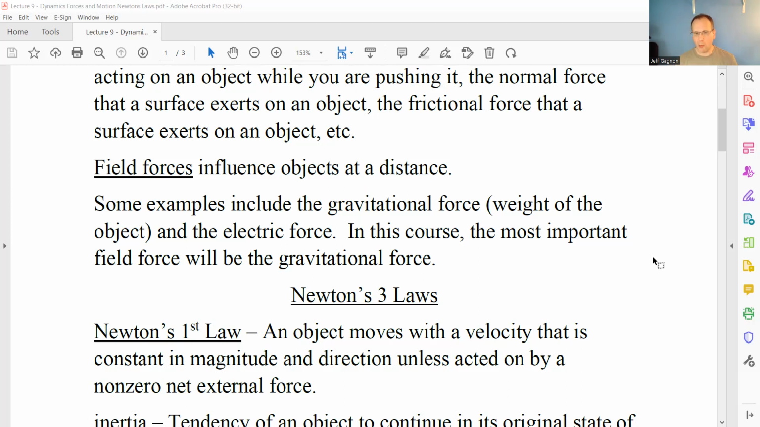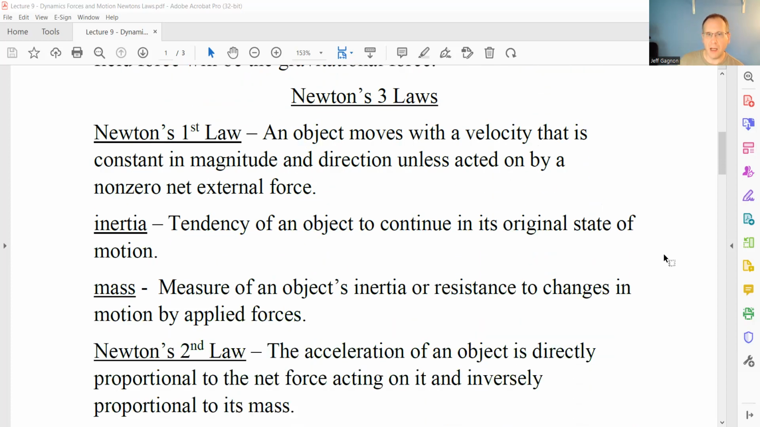Okay, so how are we going to solve these types of problems, these applications where we have forces and we want to determine the motions of particular objects? Well, we're going to use three laws that Newton came up with hundreds of years ago. So let me describe each of these laws. Newton's first law says that an object moves with a velocity that is constant in magnitude and direction unless acted upon by a non-zero net external force.